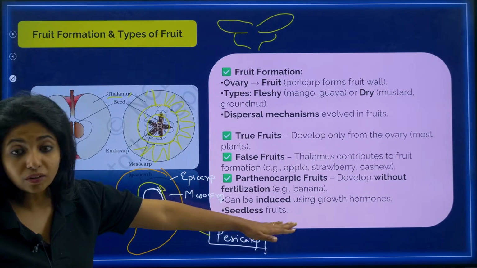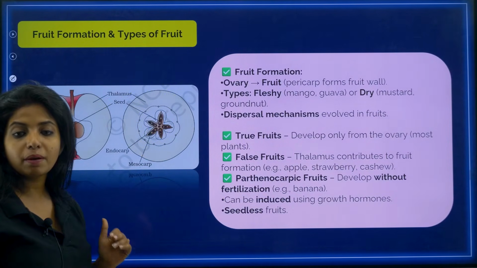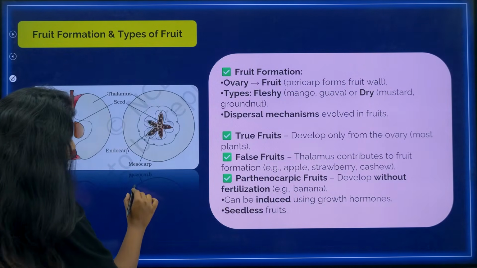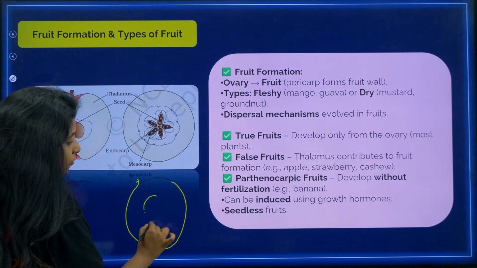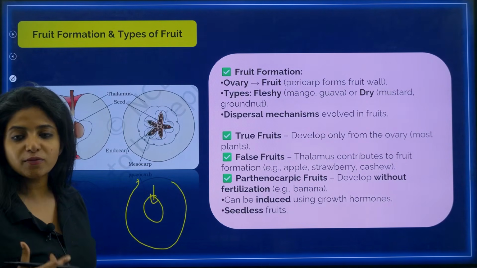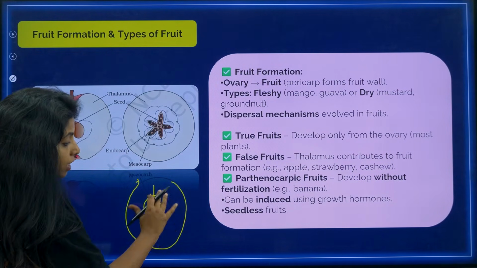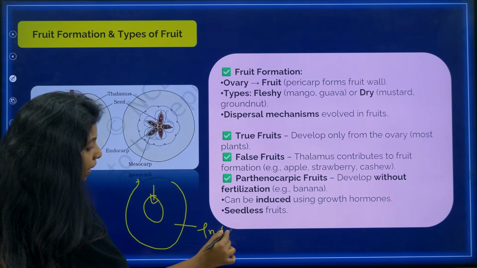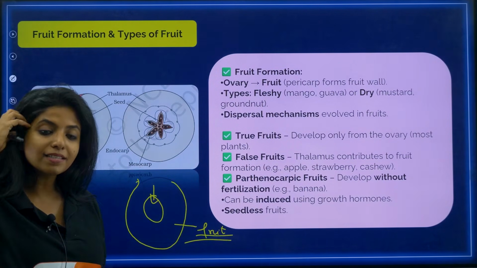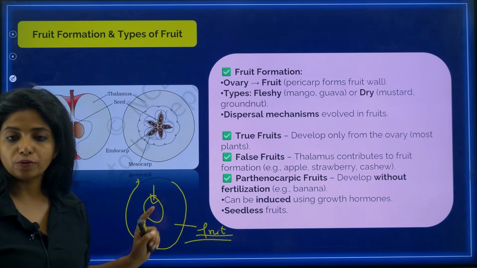Now there are parthenocarpic fruits. What do you mean by that? That is a totally separate thing. Parthenocarpic fruits develop without fertilization. Usually we said that when fertilization happens, the ovule becomes seeds and the ovary becomes fruit. But in the case of parthenocarpic fruits, my dear children, without fertilization, the ovary is still becoming a fruit. And why does this happen? Probably because of the hormones. In some plants, some hormones are being released, which is why it will slowly transform into a fruit.